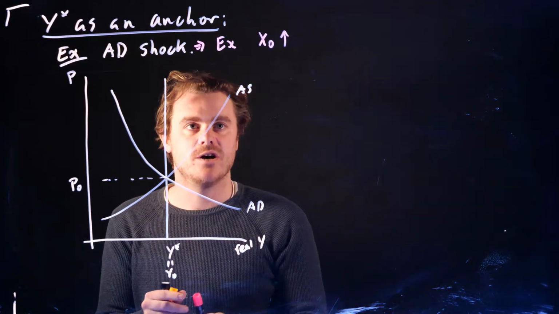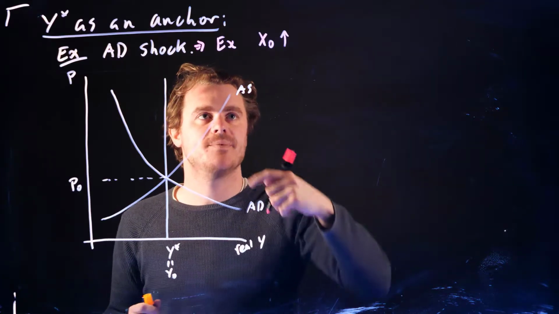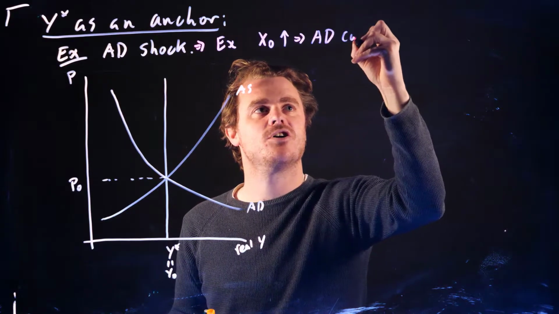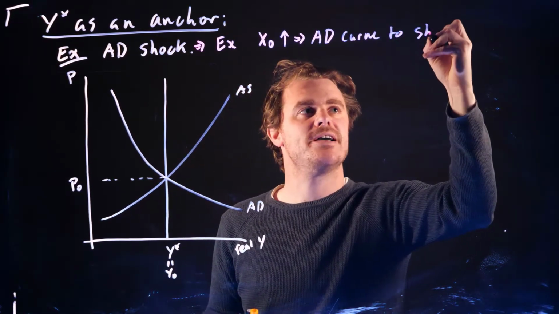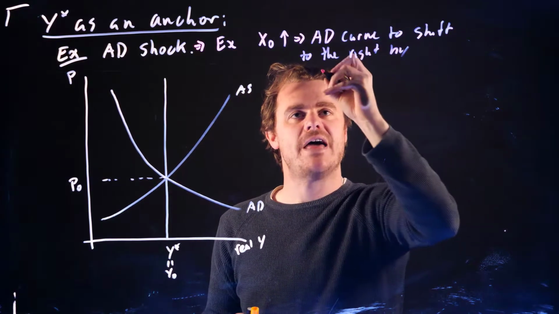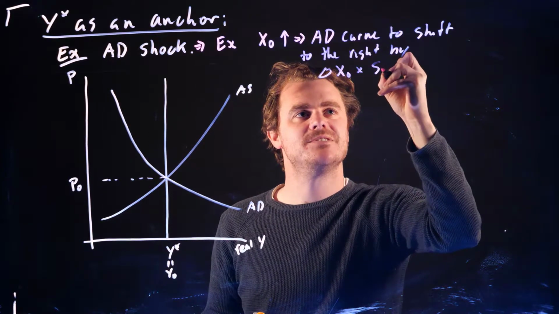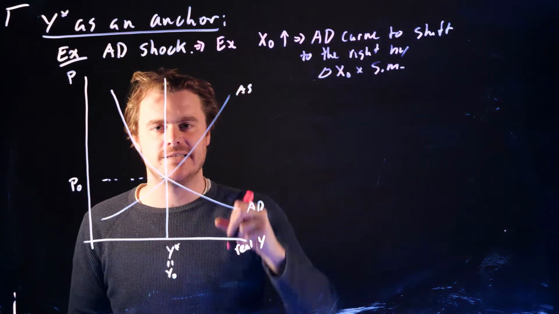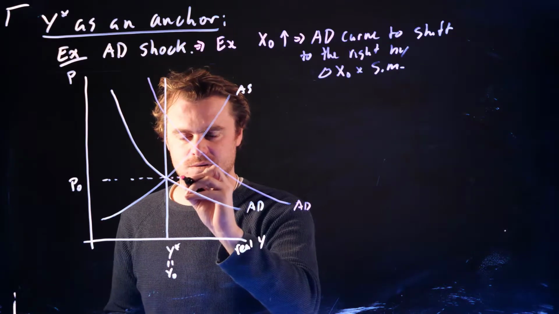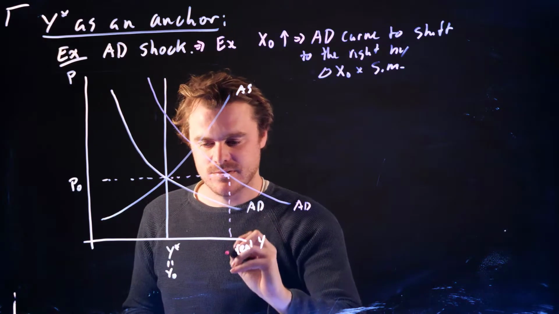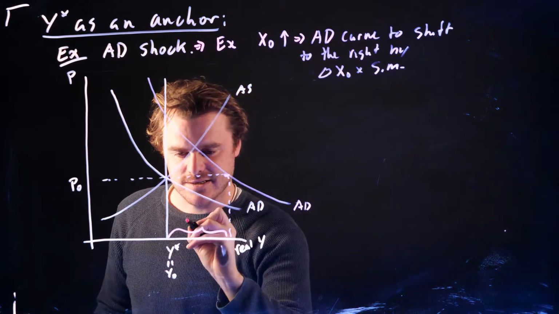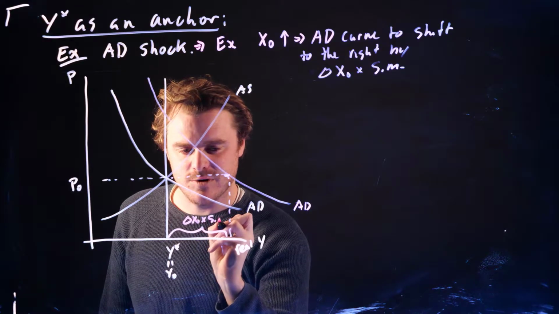X0 goes up. So foreign income goes up, which means our number of exports go up. This is going to cause the AD curve to shift to the right by that change in X0 times the simple multiplier, just connecting some of these ideas. So here's our new AD curve, and it shifts out. This distance here is this change in X0 times the simple multiplier.